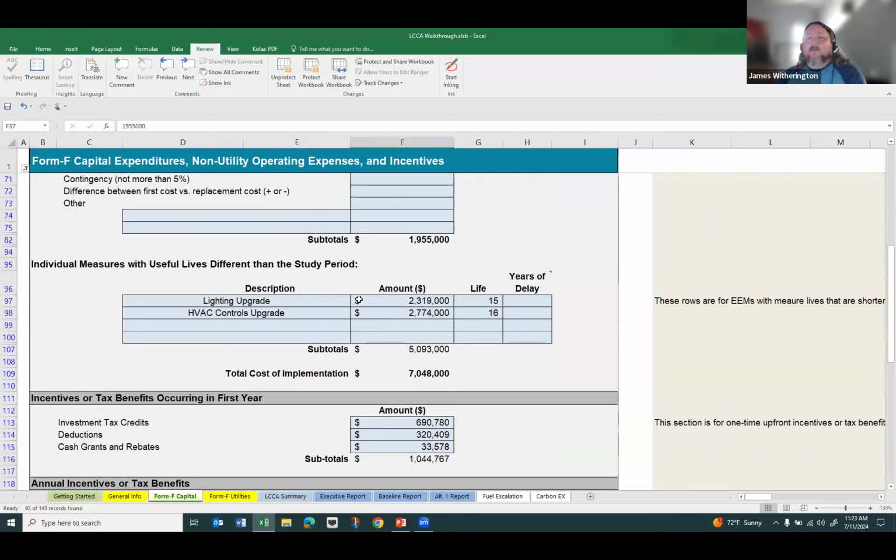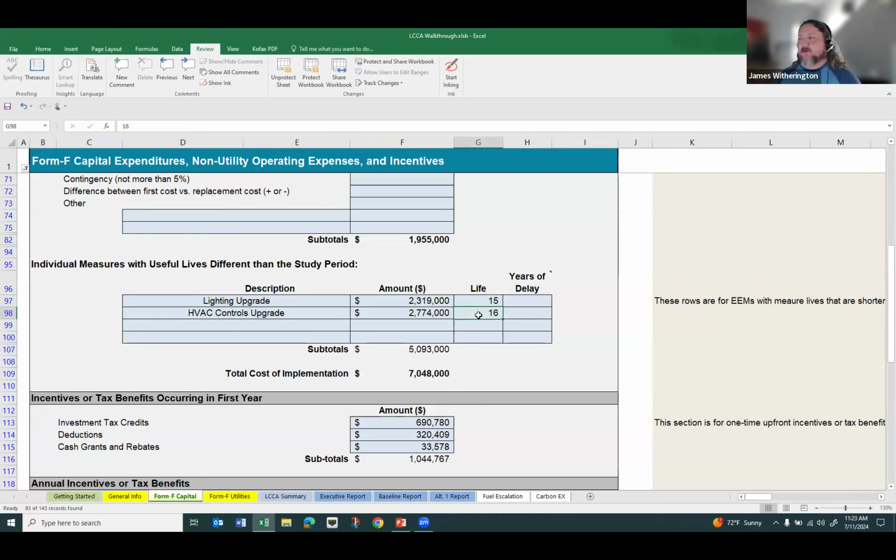If you scroll down here, this section is for measures that have useful lives different than the study period, so less than the period of analysis. In this case, our lighting upgrade and HVAC controls upgrade have lives that are less, at 15 and 16 years.